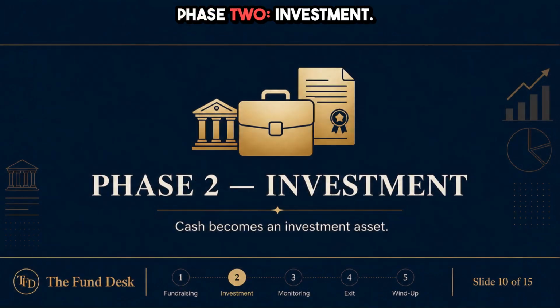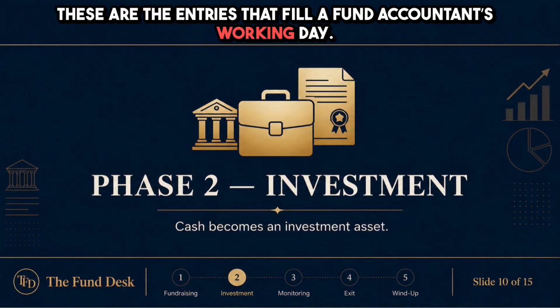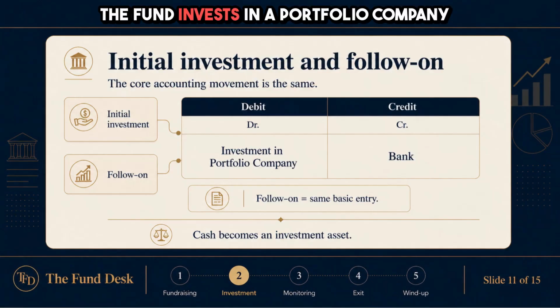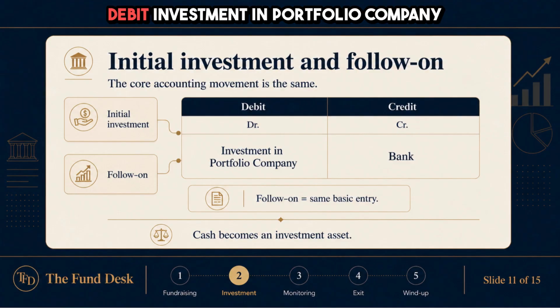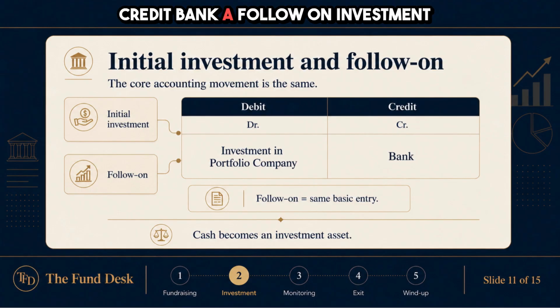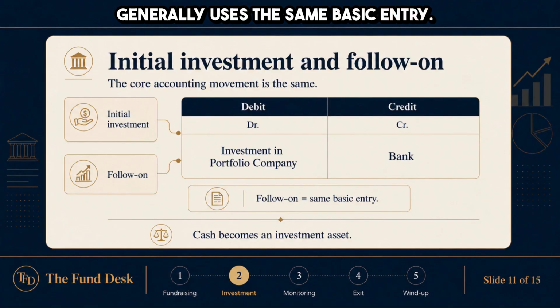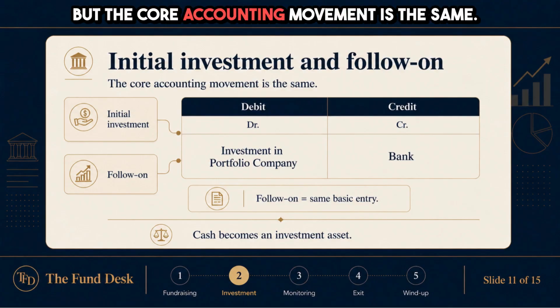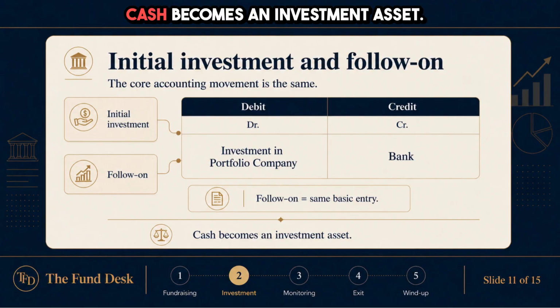Phase 2: Investment. These are the entries that fill a fund accountant's working day. The fund invests in a portfolio company. Debit, investment in portfolio company. Credit, bank. A follow-on investment generally uses the same basic entry. Debit the investment, credit the bank. The commercial reason may be different, but the core accounting movement is the same. Cash becomes an investment asset.